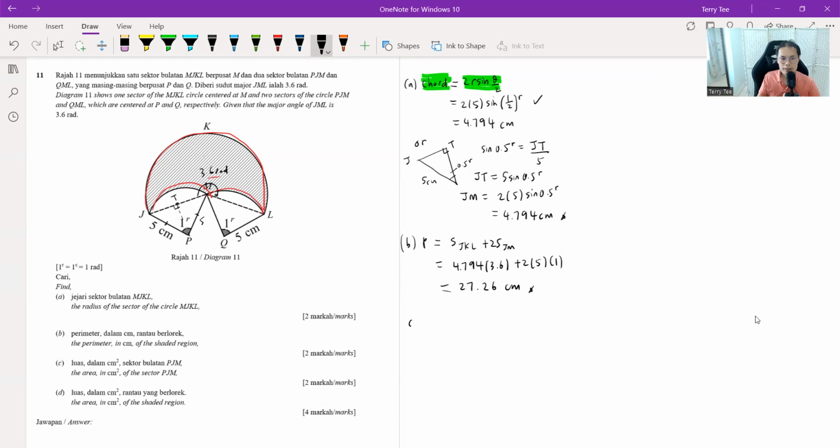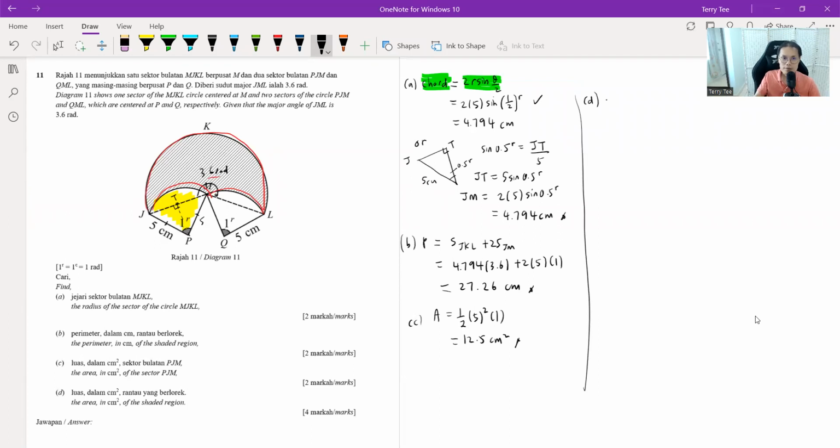Next one. Find the area of sector PJM. PJM is a small sector, this sector here. So very simple. Your area is half r squared theta. My r is 5, I square it, theta is 1. So it's 25 divided by 2, 12.5.